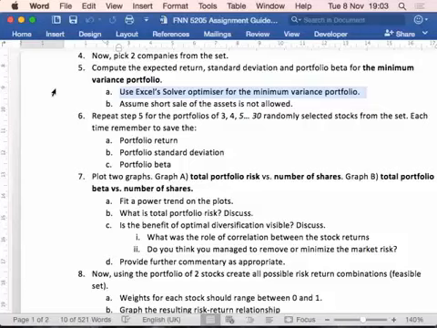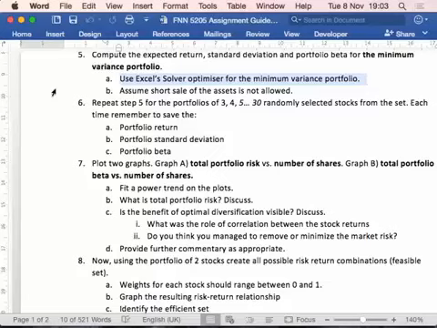I need to go through this guide because it seems students are not using it the right way. Do not assume short sale of the asset is not allowed. That implies you have to create a condition in Solver making sure there is no negative allocation. There could possibly be a negative allocation as well, which I'll show you. When I show you, it will become clear. For now, let's assume there is no short sale.